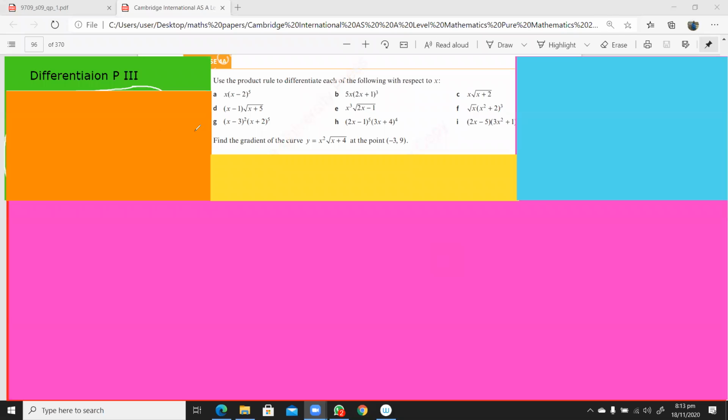Okay, so the rule that will help us to differentiate these products is called the u dot v, or the product rule. If you have to differentiate a product, which is u dot v, where u and v are both functions in x, then this would be uv dash plus vu dash, where u dash means the derivative of u and v dash means the derivative of v.